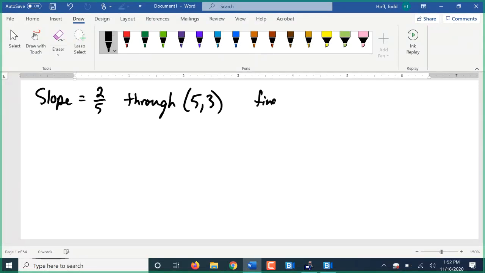In your notes, for a line that has a slope of 2/5 and goes through the point 5,3, find the slope-intercept equation.